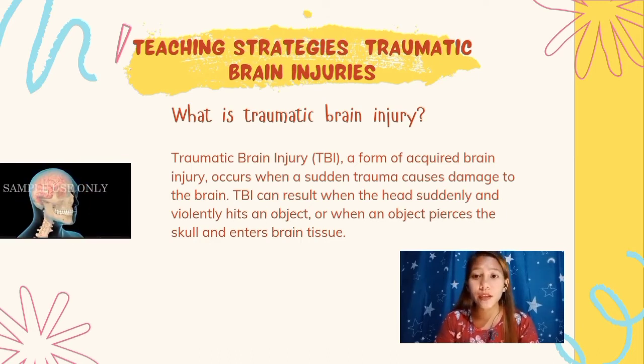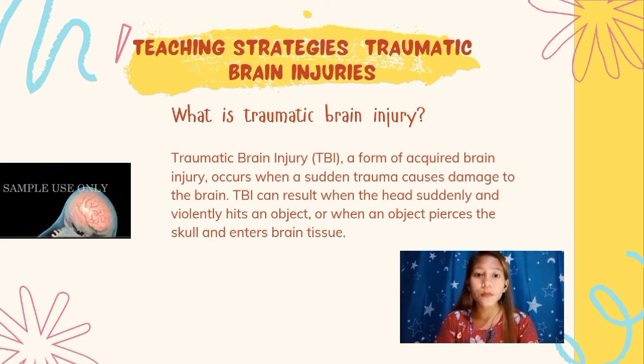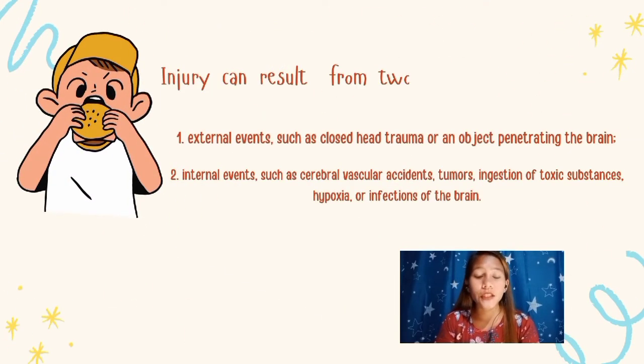A brain injury can result from two types of trauma. First is external events, such as closed head trauma or an object penetrating the brain. This happens when an object enters the skull and harms the brain. It can hurt a small or large part of the brain and cause traumatic brain injury. Second is internal events, such as cerebral vascular accidents, tumors, ingestion of toxic substances, hypoxia, or infections of the brain. These internal events can also cause traumatic brain injuries.